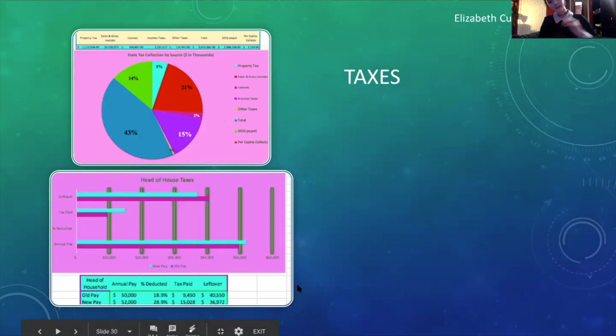Taxes. So filing taxes with any of the three major options, i.e. head of household, single, or married, becomes an issue because of tax brackets. Here it shows head of household taxes and the distribution of how much they paid in versus annual pay versus what's left over.